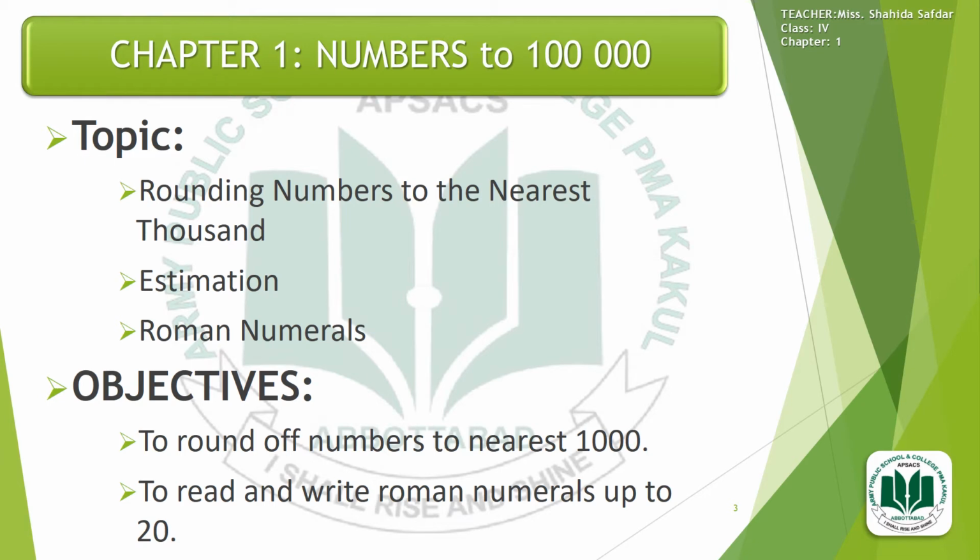Students, we will start our lecture from section A, which is from chapter number 1 from your textbook. Chapter number 1 is numbers to hundred thousands, and the topics which we will cover from chapter 1 are rounding numbers to nearest thousand, estimations, Roman numerals. The objectives of these topics are to round off numbers to nearest thousands, to read and write Roman numerals up to 20.